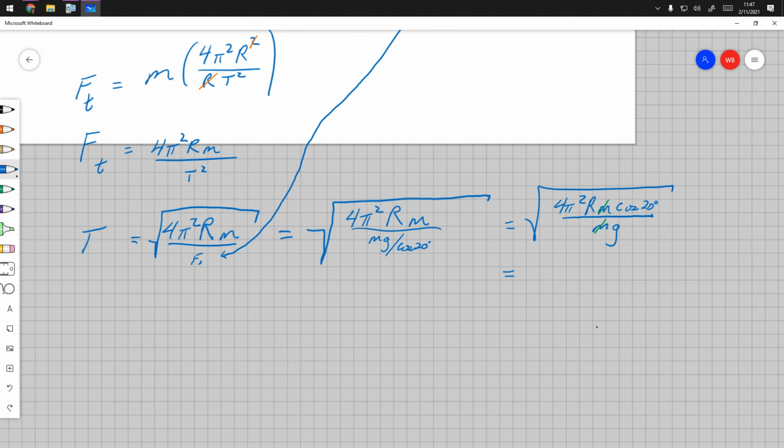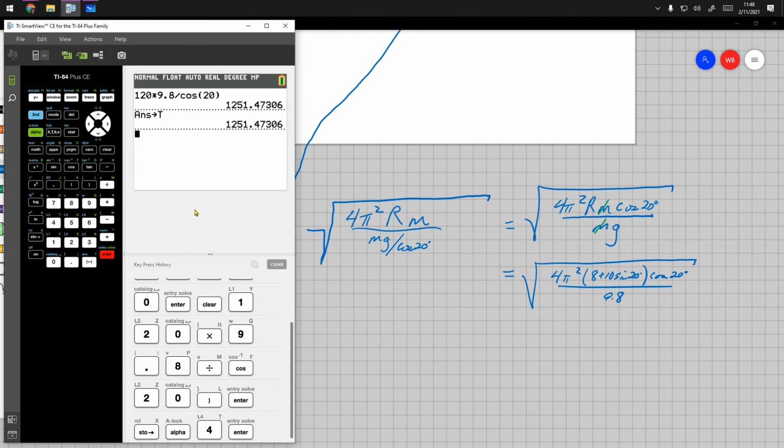And careful, we are solving for the period. Capital T is period in this case because we already said the tension was F sub T there. So let's go ahead and take the square root of all this stuff. 4 pi squared times the radius, which was 8 plus my 10 sine of 20 degrees, times the cosine of 20 degrees, divided by 9.8, which is g there. So let me go grab my calculator. And now I have my tension there, but I don't even need to use it when I plug this stuff in. So I'm going to see if I can get it all in one line here.